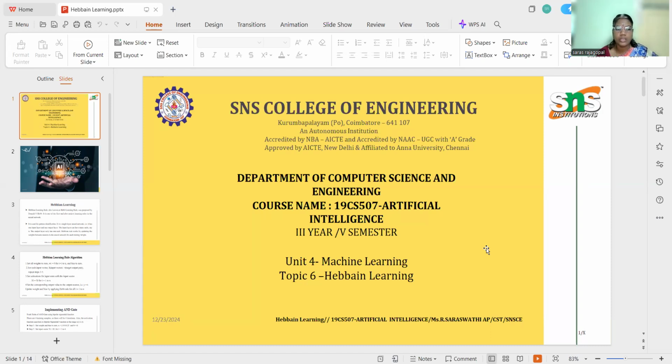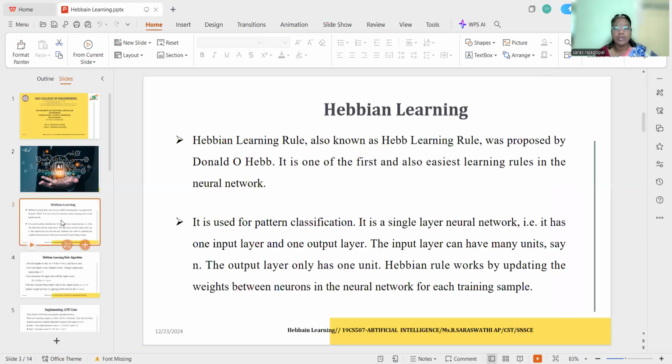Today, we are going to see the topic Hebbian Learning in neural network. The Hebbian learning rule is also known as the Hebb learning rule. It was proposed by Donald O. Hebb. It's one of the first and also easiest learning rules in the neural network. It is used for pattern classification.